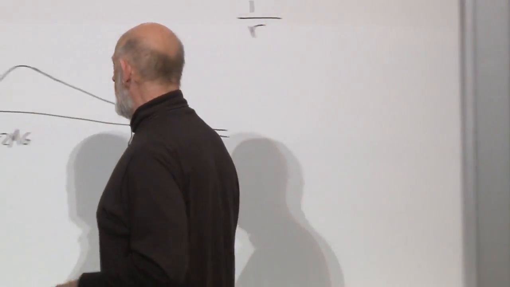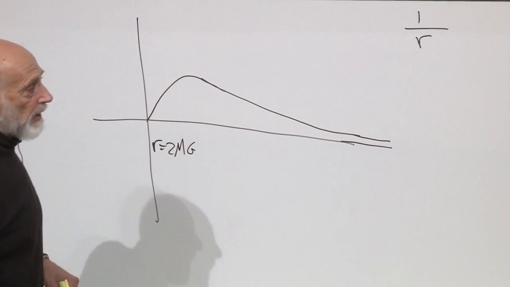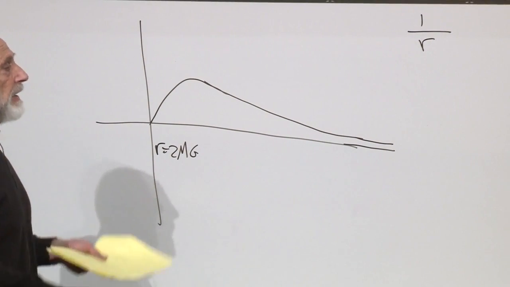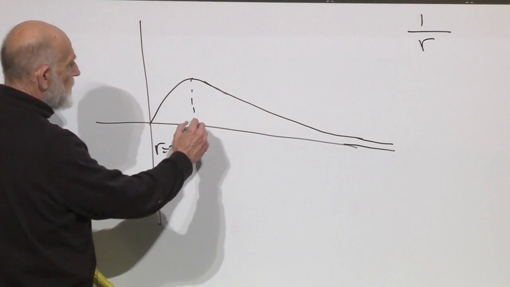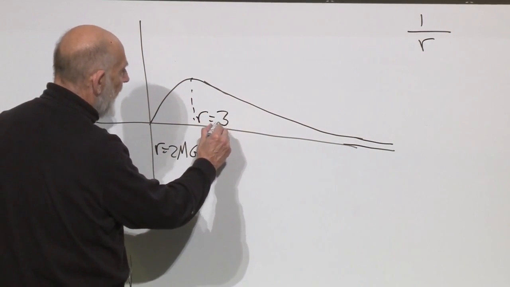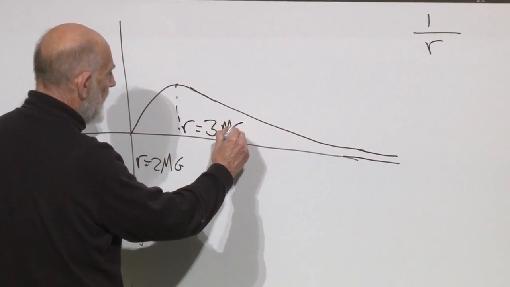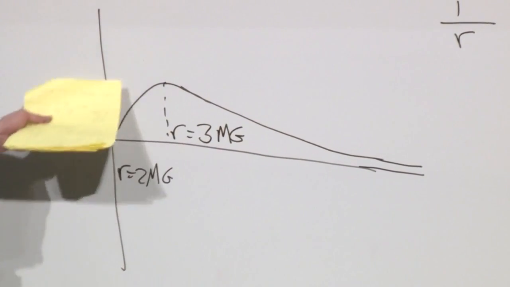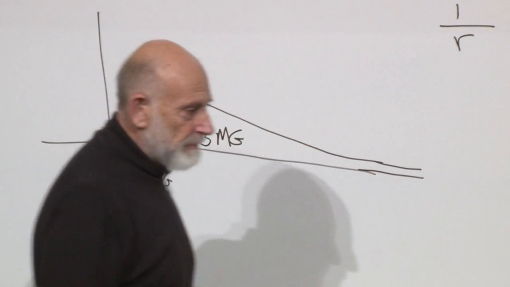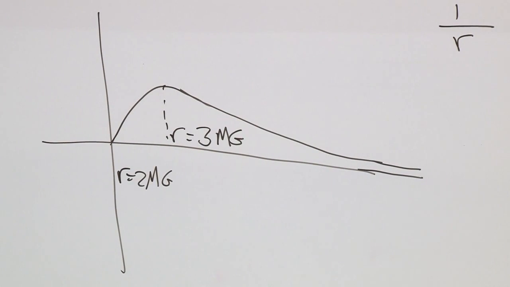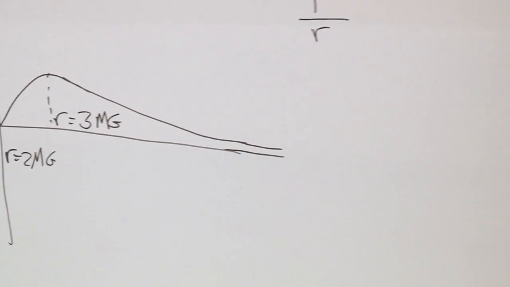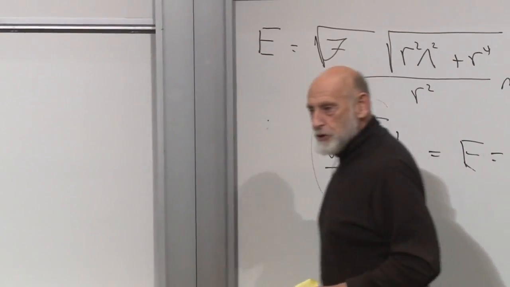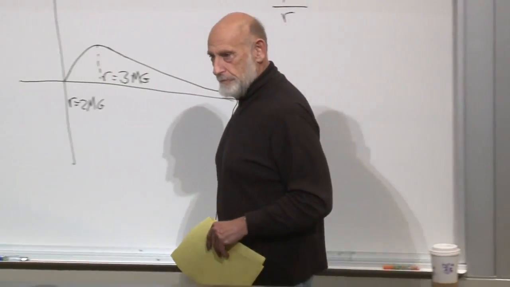Okay, so here we are. Differentiate the square root thing divided by r, set the derivative equal to 0. Where is it? It's right over here. And that's the point r equals 3 mg. At 3 mg, there's a maximum to the energy. Now, if you have a potential energy that has a maximum, does that correspond to an equilibrium position? Yes. It corresponds to an equilibrium position, but an unstable equilibrium.